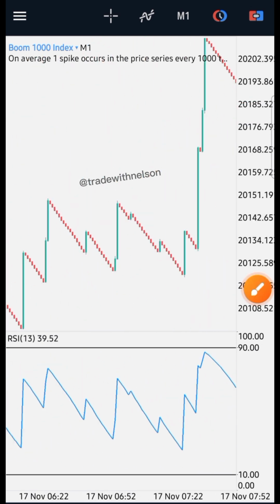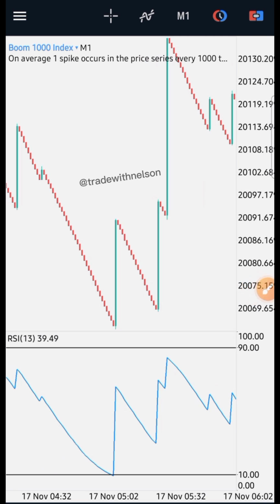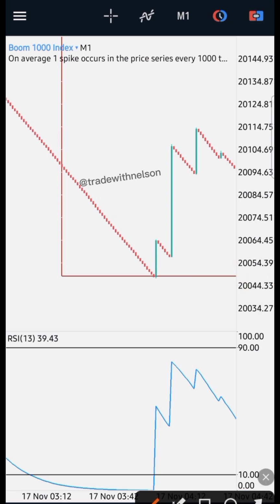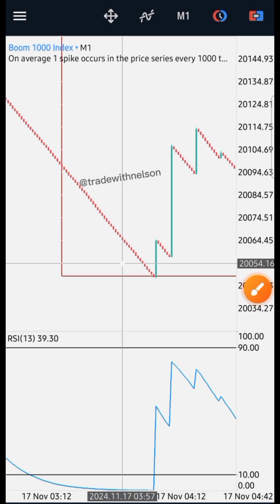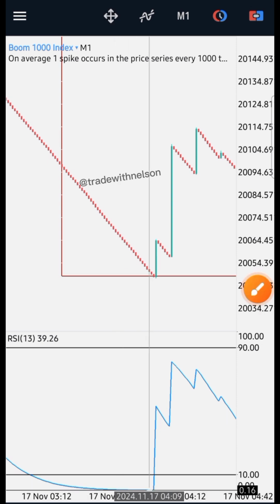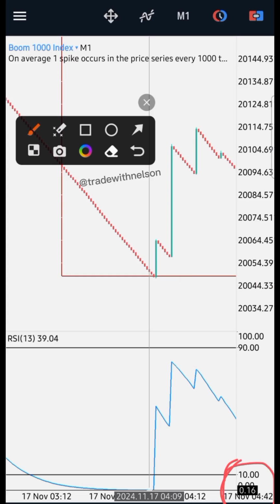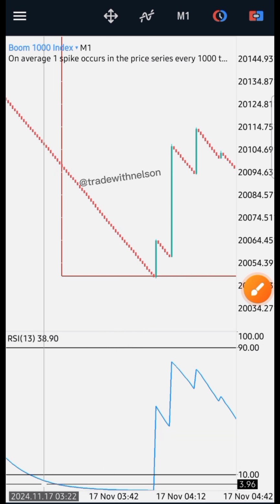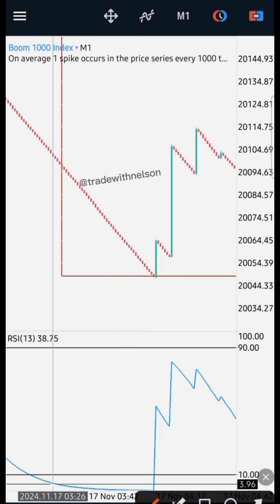Without wasting much of our time, let me show you an example of what I am saying. So if we see over here, if I take my selecting tool, we saw the market dropped to 0.16. So here it was 3.9.